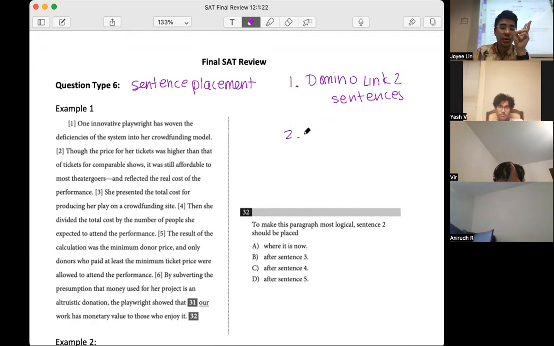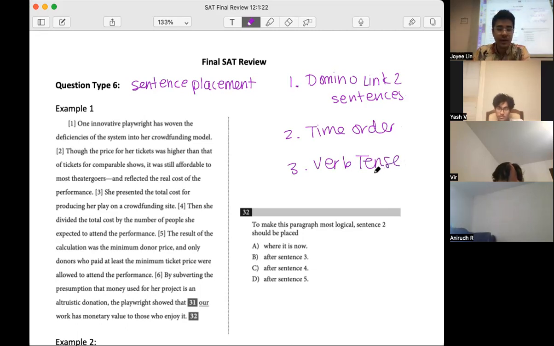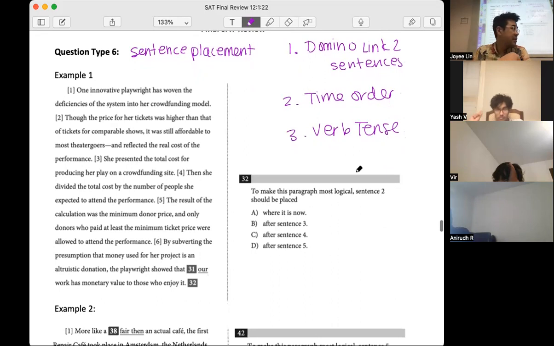Okay, two, you might do the time order. Sometimes it's time order. You figure out the time order, that's easy. Then three, the hardest one is you have to look at verb tense. We're gonna go in that order when you do the sentence placement. Okay, so let's look at example number 1 then. This is in the back of the binder.